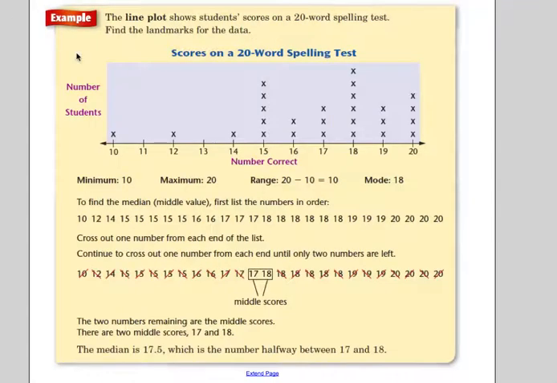Let's take another look. The line plot here shows student scores on a 20-word spelling test. You can see it's the same scores, the same line plot. Now let's say we were being asked to find the landmarks for the data, okay? Just like I pointed out. To find the median, we can list the numbers in order too, and cross out one number from each end till we get the two numbers in the middle, which would be 17 and 18. So the median is 17.5, which is halfway between 17 and 18. That way works as well.